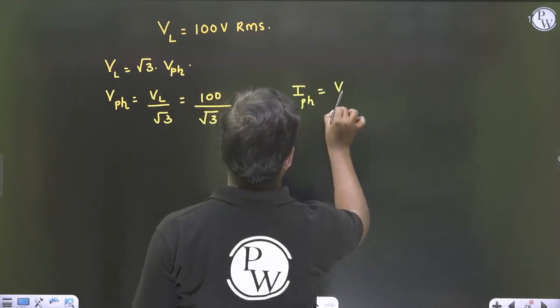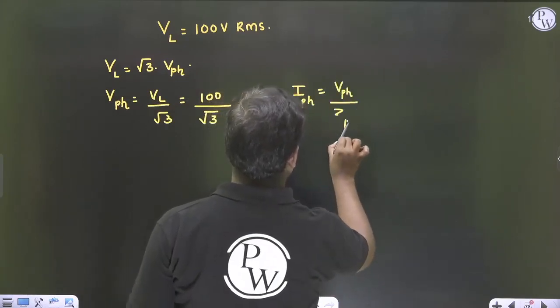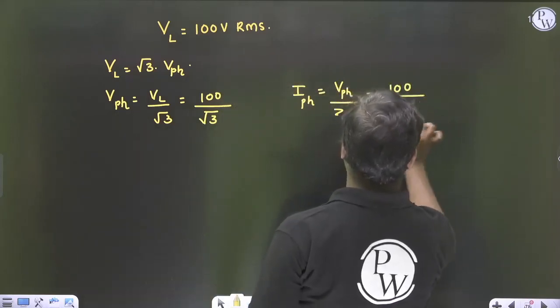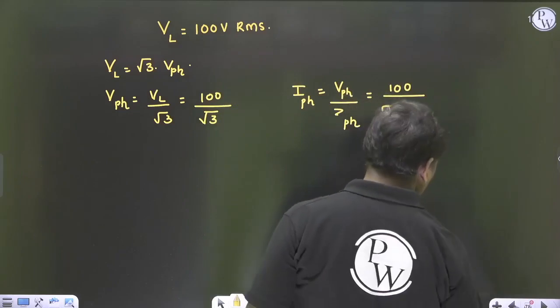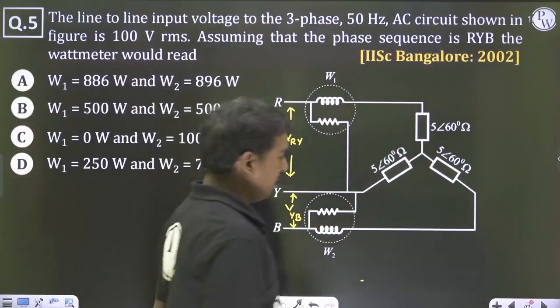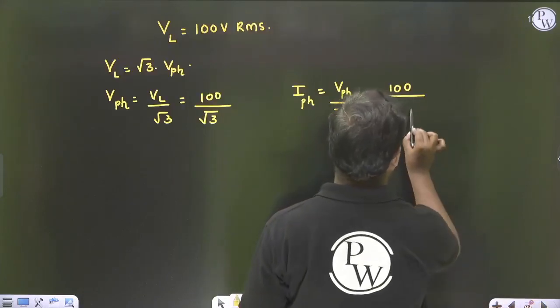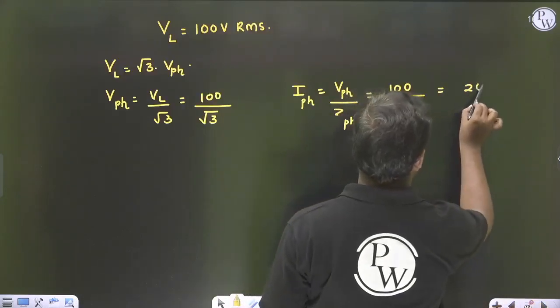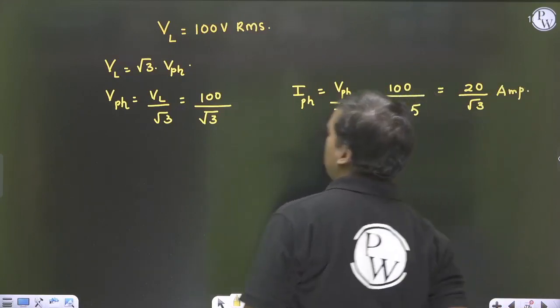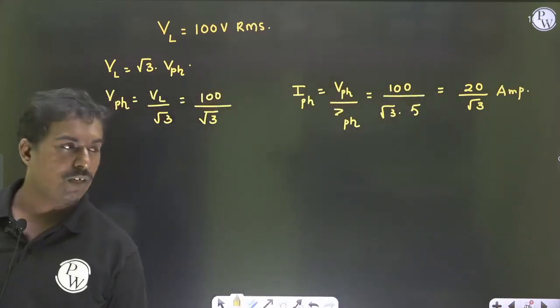Next, I can take IPH. IPH means VPH by ZPH. This VPH is 100 by root 3. And from the picture, the ZPH is 5 ohms. All the magnitudes are 5 ohms, so we can take this as 5. So this will become 20 by root 3 ampere.